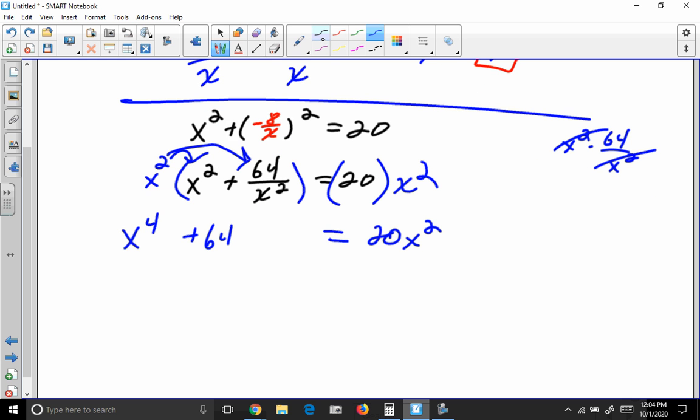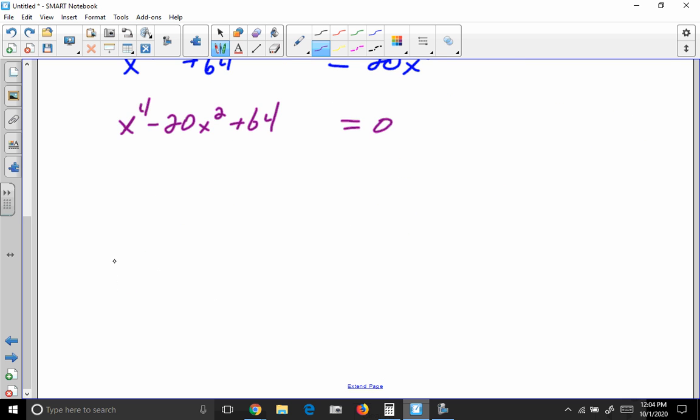This is not a linear equation, so we're going to get everything on one side. So subtract 20x squared from both sides. So that gives us a 0 on the right. And if we put the left side in order, we have x to the fourth minus 20x to the second plus 64. Now we could do this a couple of ways.